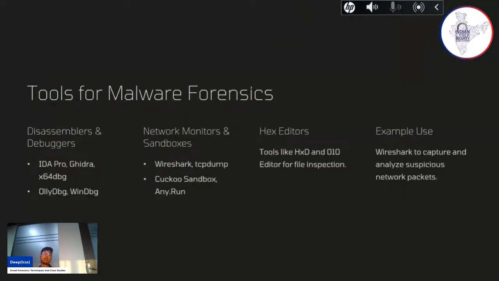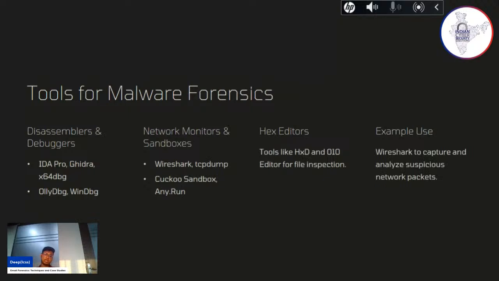Now, tools for malware forensics. First, disassemblers and debuggers. For disassembler and debugger, we need to use IDA Pro, Ghidra, OllyDbg, and WinDbg. These are the tools with which we convert the malware file into assembly language, so that you can understand the code of it, right?